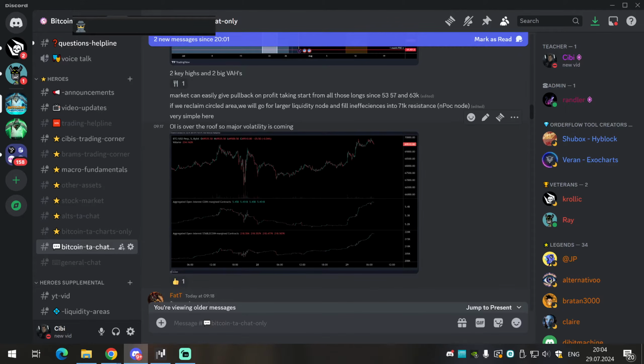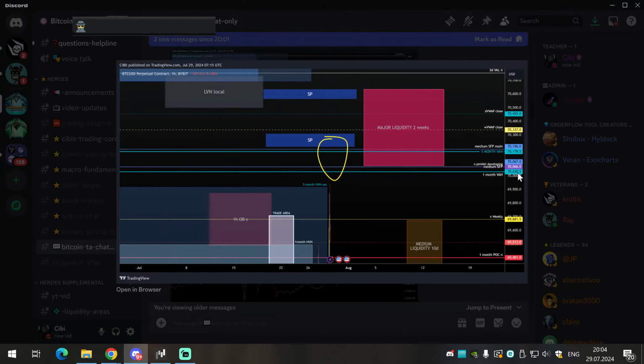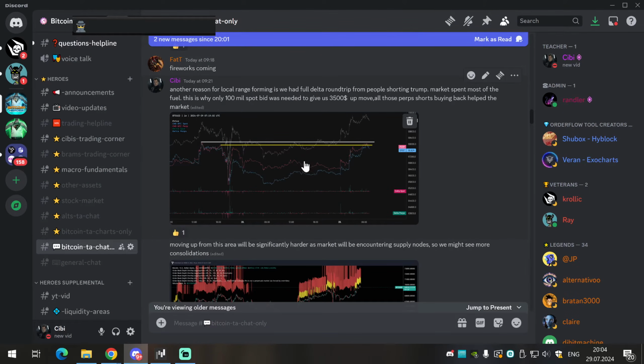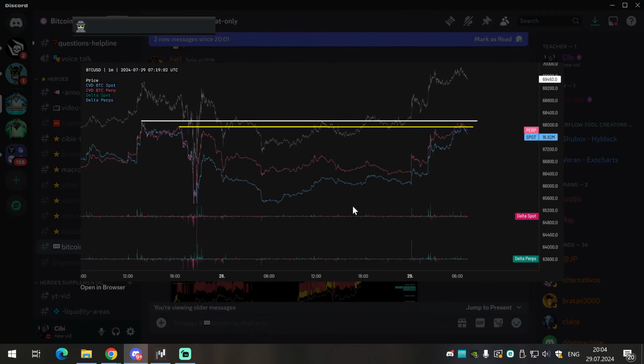Very simple here. Open interest is over the roof, so major volatility is coming, and actually we are witnessing the major volatility as we speak. You see the circled area, very clear resistance for me. You can also see what was actually driving Bitcoin higher. Over the weekend people were shorting heavily, and after the weekend heavy shorts were still developing. Now spot market was not even pumping as much, but this was all the shorts covering and rebuying positions. So this was also very helpful for the price.